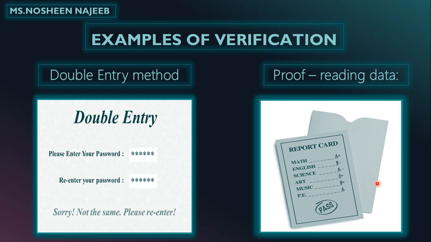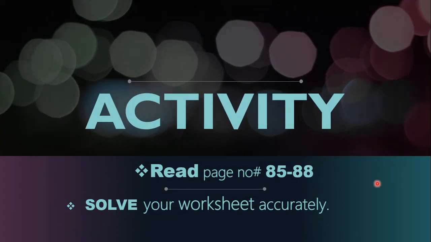Alright class, I hope you got the points. So at the end of the lesson, here is an activity: read page number 85 till 88 from your course book, which is actually the portion of data verification, right? And after that, solve your worksheet accurately. As you know, after every video lesson you have an activity and then you have to solve your worksheet accurately.